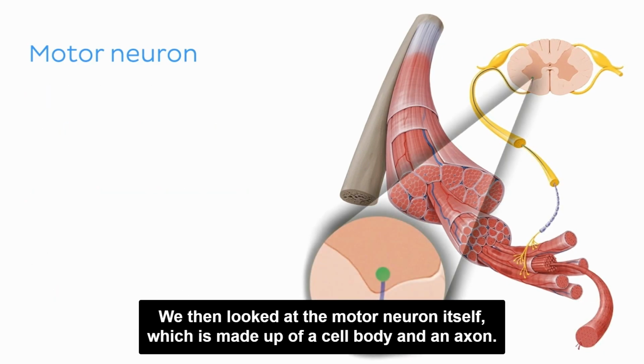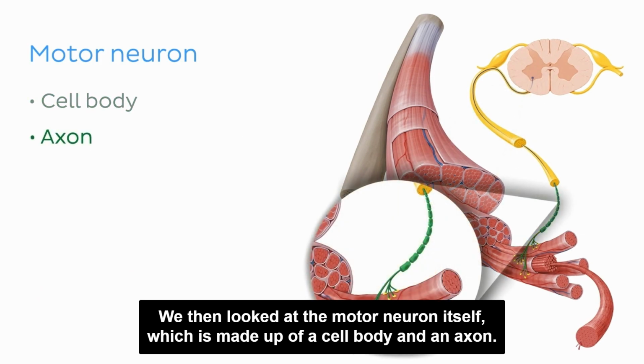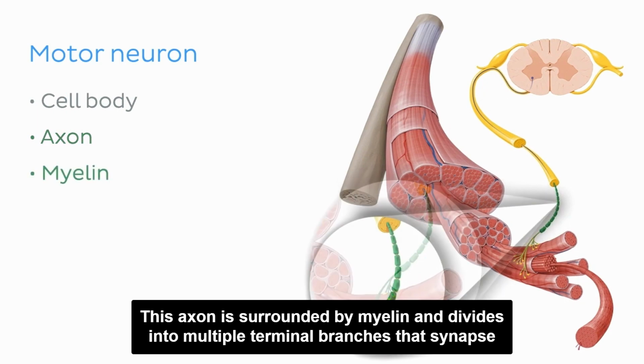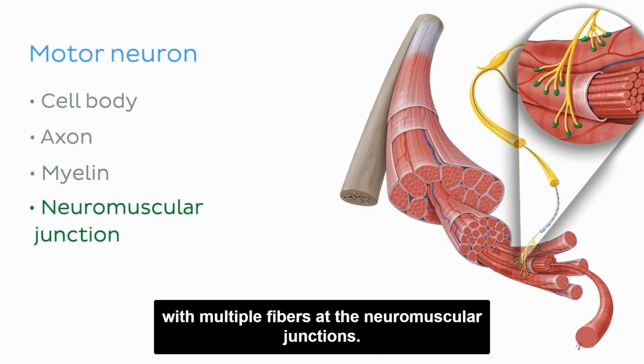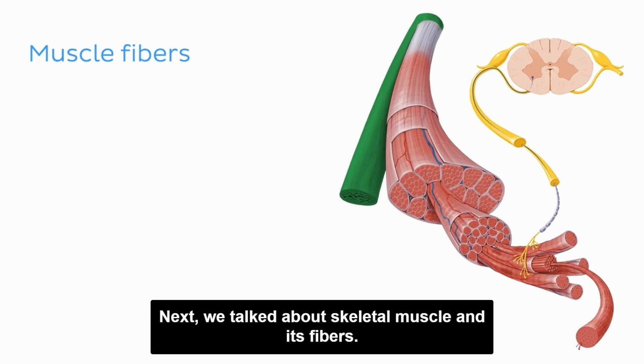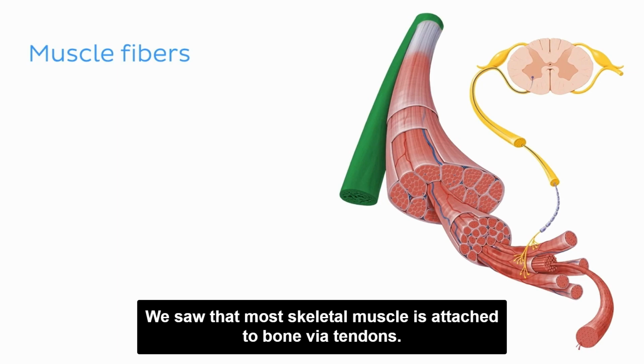We then looked at the motor neuron itself, which is made up of a cell body and an axon. This axon is surrounded by myelin and divides into multiple terminal branches that synapse with multiple fibers at the neuromuscular junctions. Next, we talked about skeletal muscle and its fibers. We saw that most skeletal muscle is attached to bone via tendons.